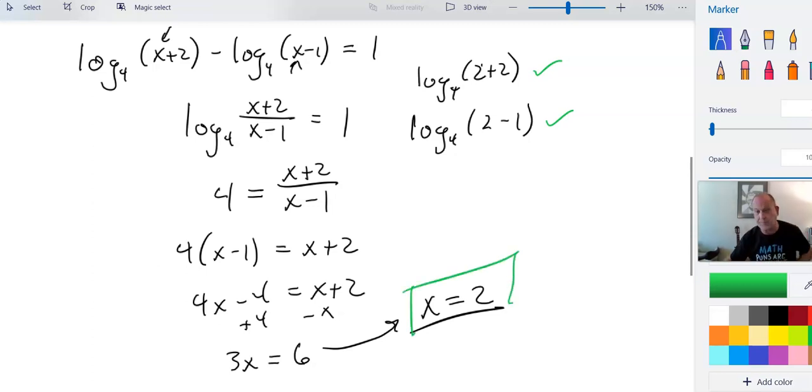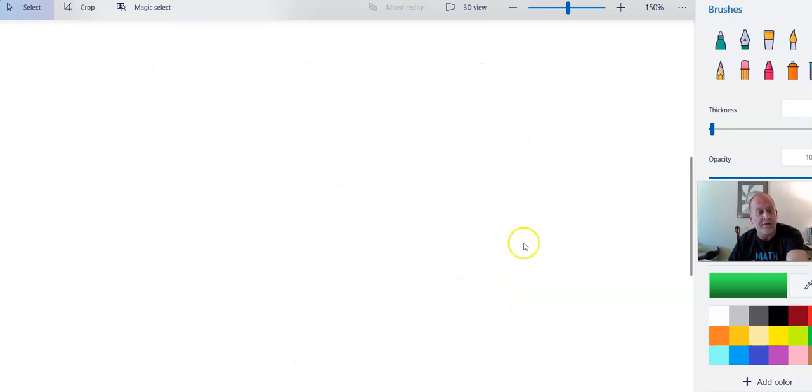It works. But you notice we had to use the properties of logarithms to be able to play around with this stuff. Okay, so let's go ahead and take a look at another one here.